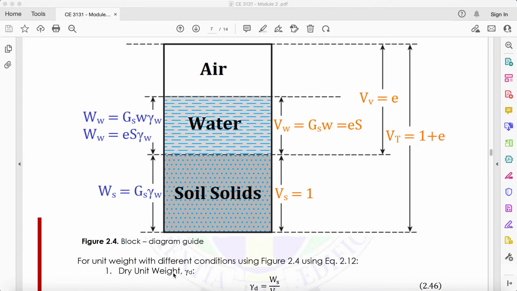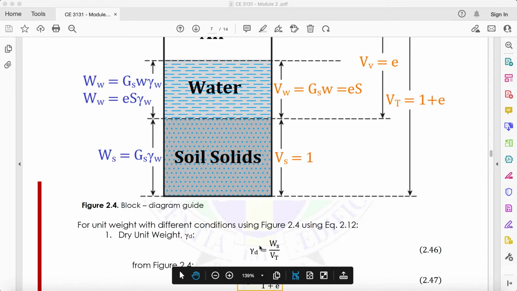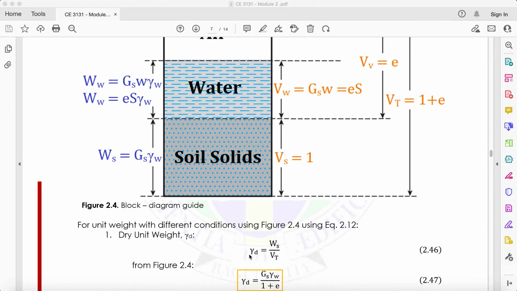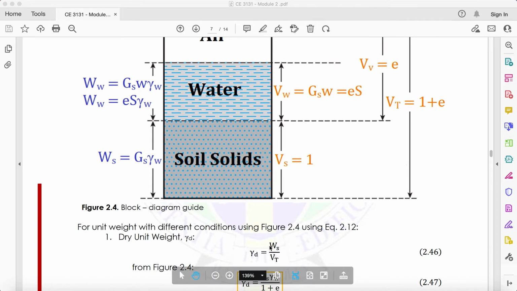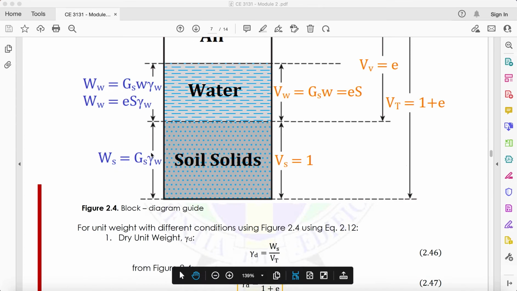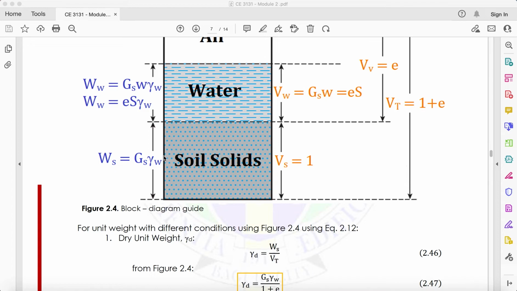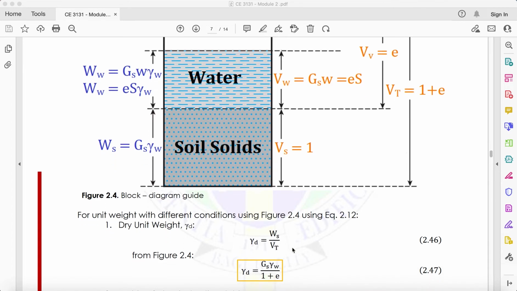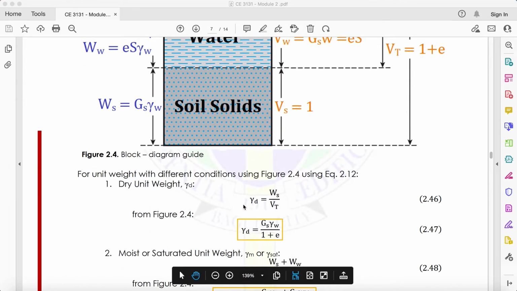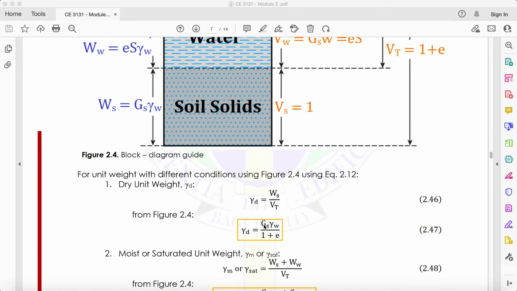Now if it is a dry unit, from our previous discussion, diba, the gamma d or the unit weight of the dry is equivalent to the weight of the soil over the volume total. So what is the Ws? Ws here is the specific gravity times the unit weight of water divided by the volume total. Volume total is 1 plus e. So that is 1 plus e. Therefore, our working equation for a dry unit weight is gamma d is equivalent to the specific gravity times the unit weight of water over 1 plus the void ratio.